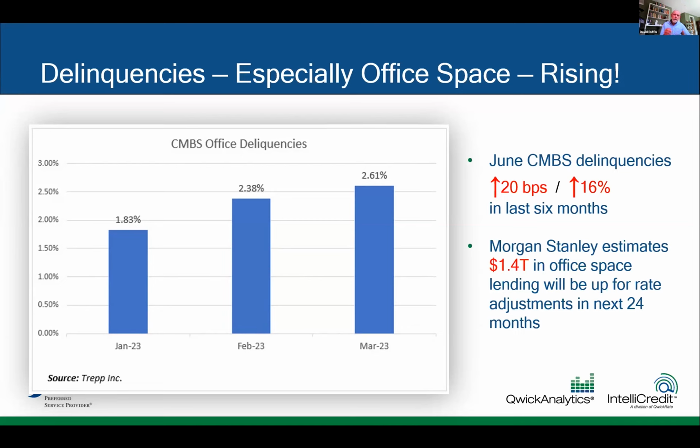Point being, there is a considerable sense, at least from a Wall Street perspective, that there's a bit of trouble on the horizon. There are increased delinquencies at CMBS. We know the paradigm shifts of office buildings, some of the challenges to retail, traditional commercial real estate, but also, and this is pertinent to what Sean has been talking about, Morgan Stanley now estimates $1.4 trillion of office space alone will be up for repricing in the next 24 months.